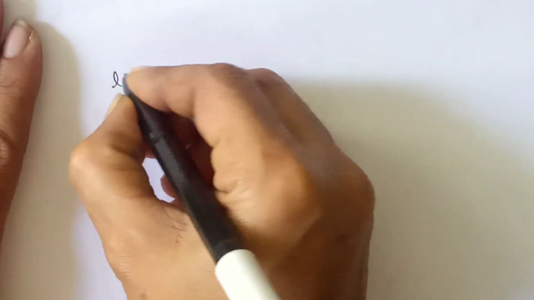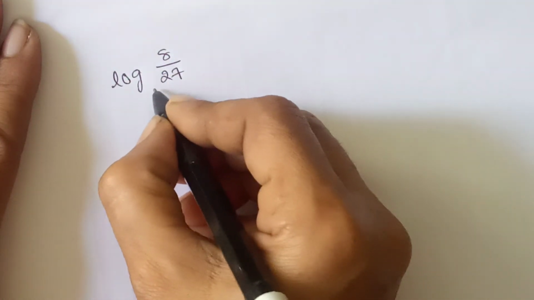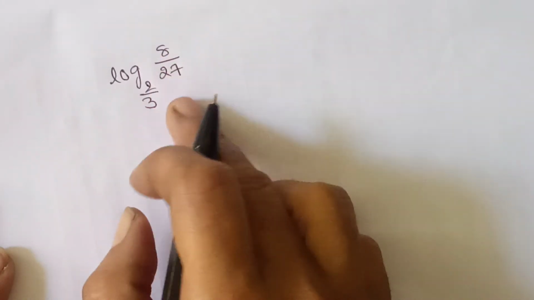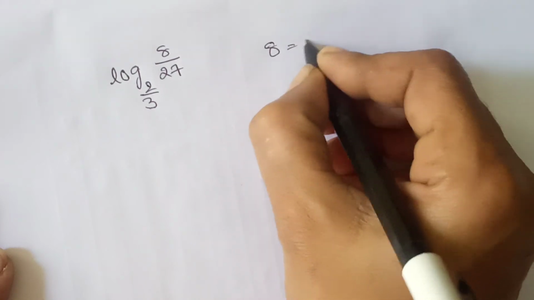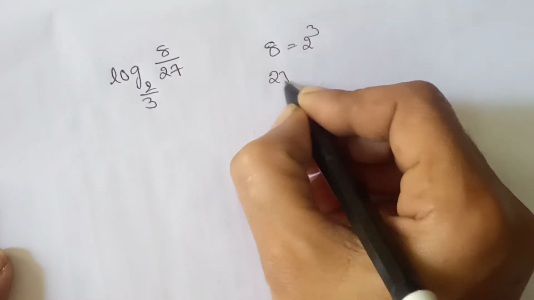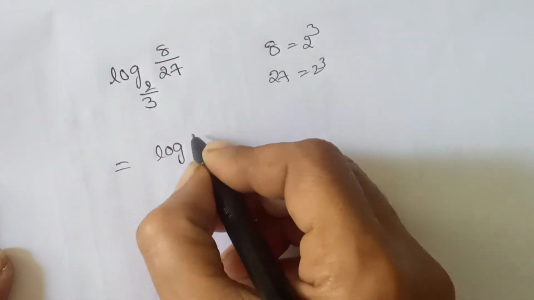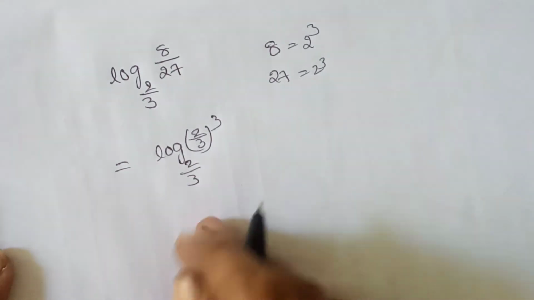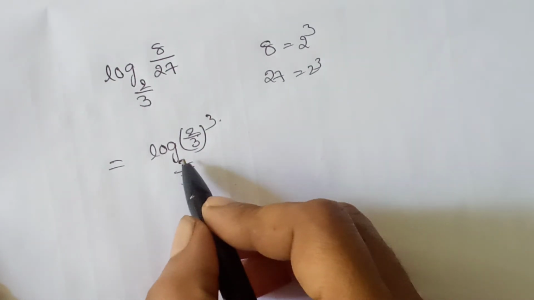So the eighth problem: log 8 by 27 base 2 by 3. So what is the 8 value? 8 is equal to 2 cube, 27 is equal to 3 cube. So that equals log 2 by 3 whole cube base 2 by 3.